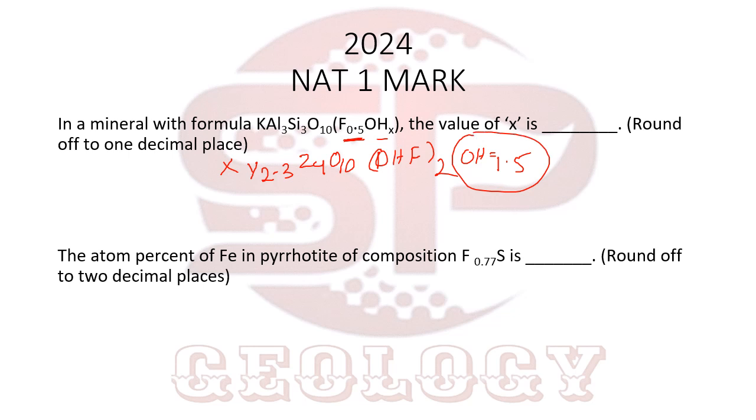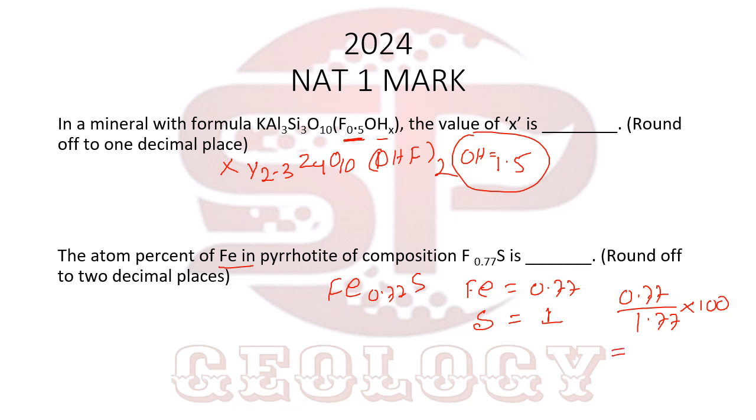Then the atom percent of Fe in pyrrhotite. The formula is given as Fe 0.77 S. So the number of atoms of Fe is 0.77, and the number of atoms of sulfur is 1. So the percentage of Fe atoms will be 0.77 divided by 1.77 into 100, which will be 43.50.